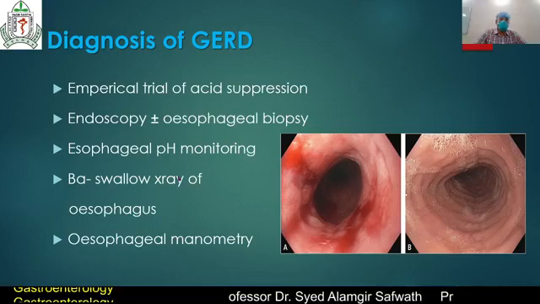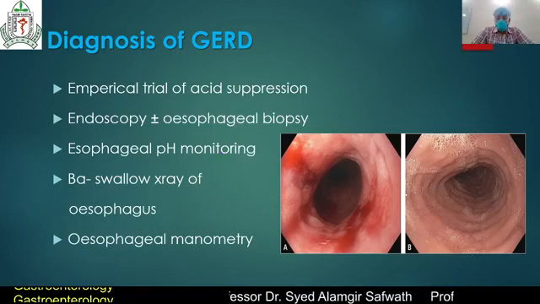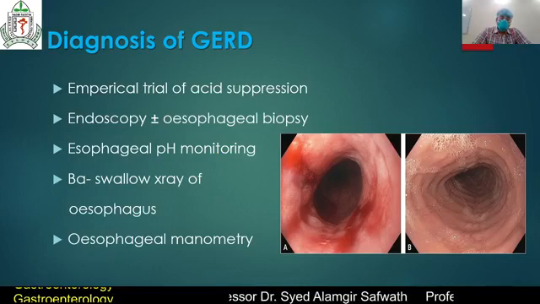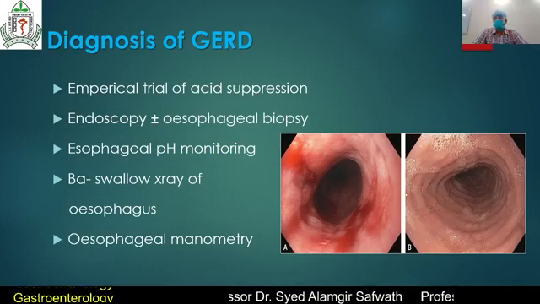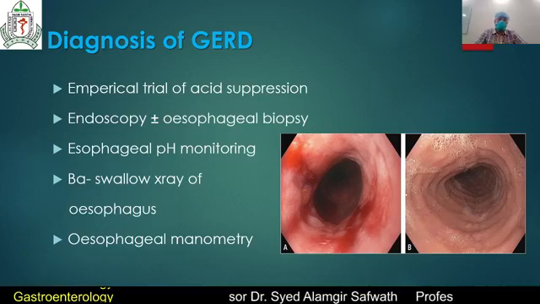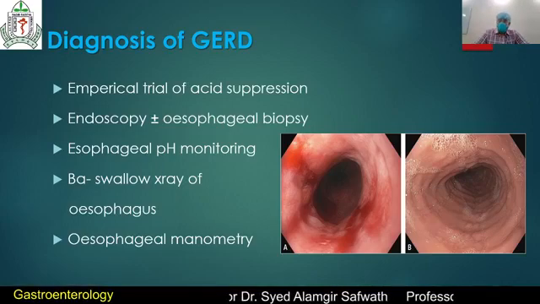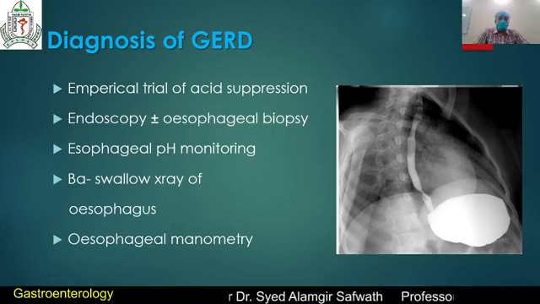Next investigation is esophageal pH monitoring. It is also possible 24 hours esophageal pH monitoring, and it will suggest about the number of reflux of gastric content into the esophagus. Then comes barium. Barium swallow extra of esophagus.